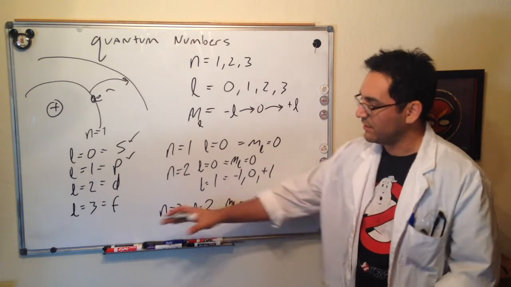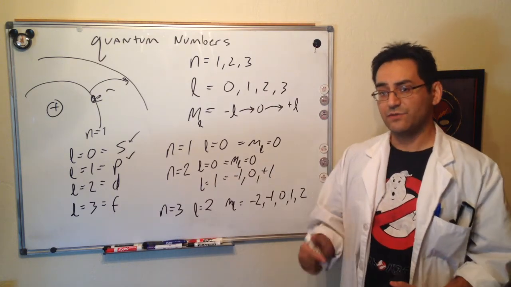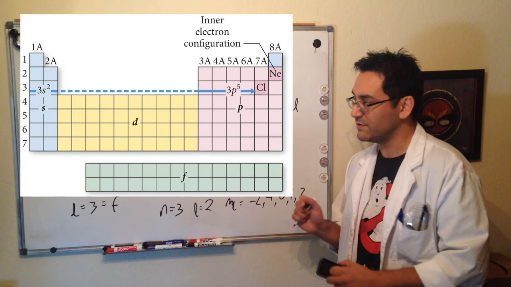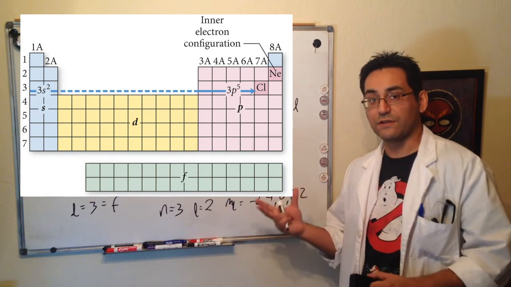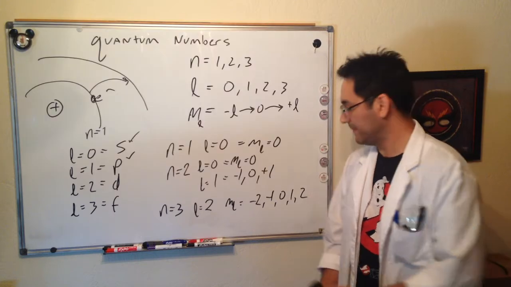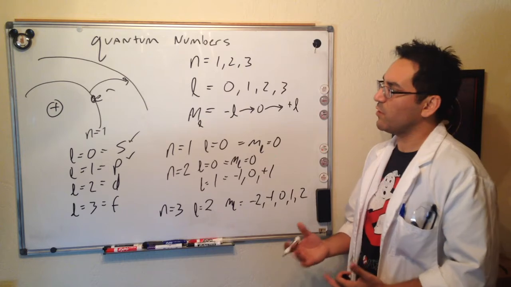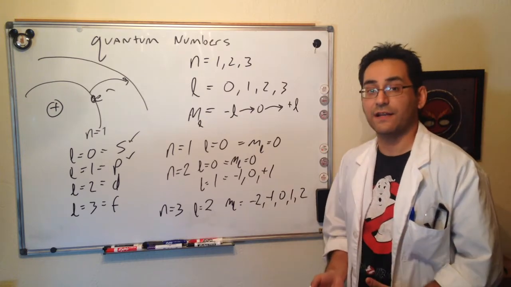And if you can imagine, the f shell is going to give us 7 orbitals, and 7 times 2 is 14. Take a look at the periodic table, the 14 electrons that correspond with the f shells, or the f block. So the way that we determine quantum numbers can be from the periodic table.